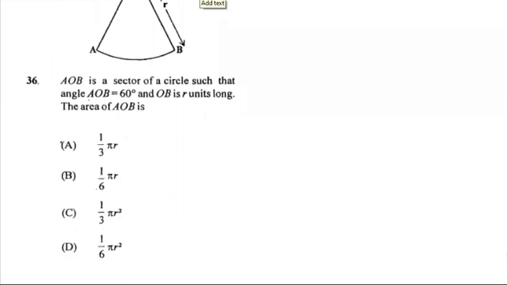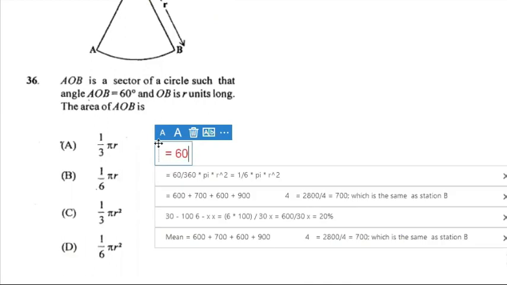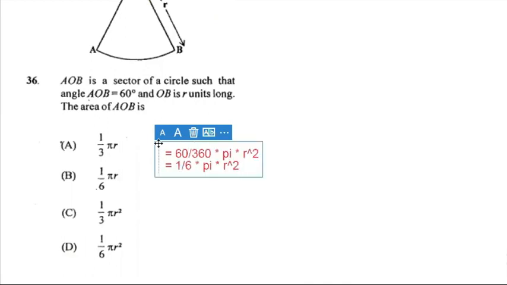36. AOB is a sector of a circle such that angle AOB is 60 degrees and OB is r units long. The area of AOB is... So remember, the area of a sector of a circle is angle divided by 360 multiplied by pi multiplied by r squared. So in this case it will be 60 divided by 360 multiplied by pi multiplied by r squared. And we can simplify 60 over 360 by saying 60 into itself goes 1 time, and 60 into 360 goes 6 times, and that leaves us with a fraction of 1/6 multiplied by pi multiplied by r squared. So our answer is D.